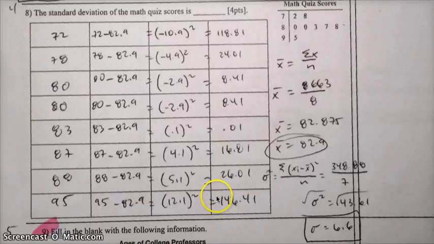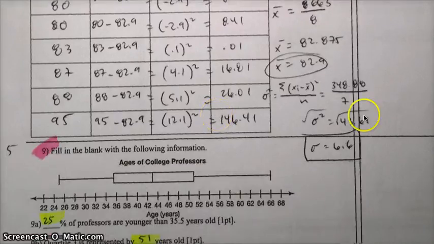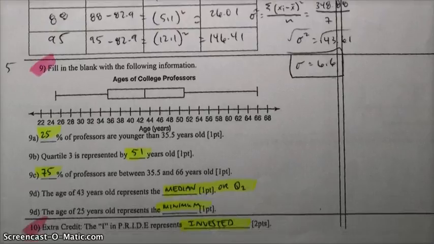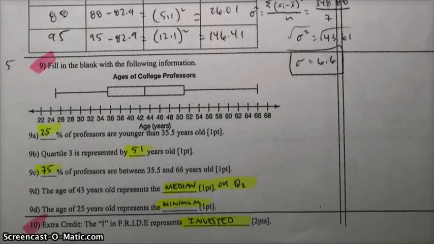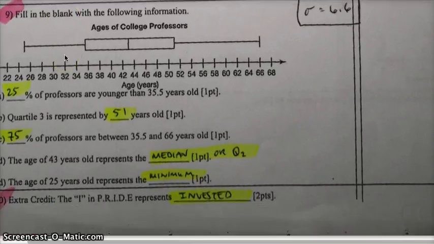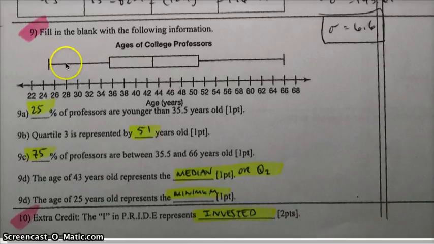That one is worth 4 points. And question number 9. Zoom in a little bit. Fill in the blank with the following information. Remember, from here, this is the minimum, Q1, Q2, Q3, and maximum. So here is 25%, 25%, 25%, and 25%.